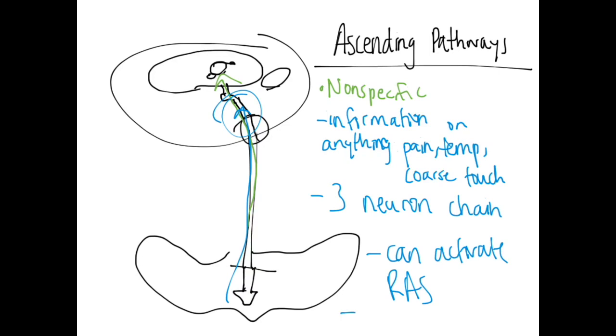This path decussates at the spinal cord, which means it goes to the other side. So let's say information is coming up from my left foot. It's going to get to the spinal cord. That information is going to decussate over to the right side. So decussates in the spinal cord.